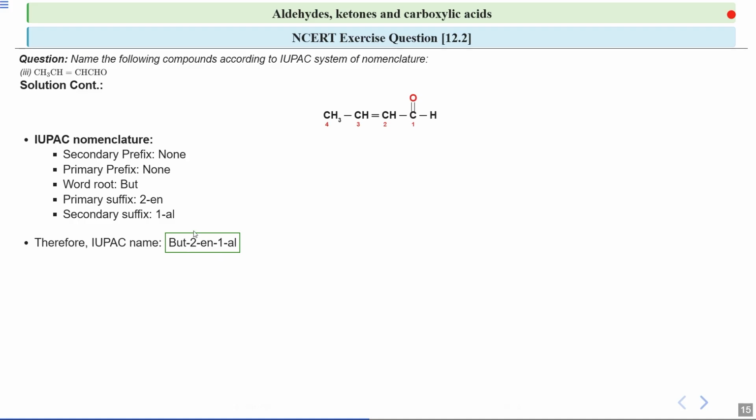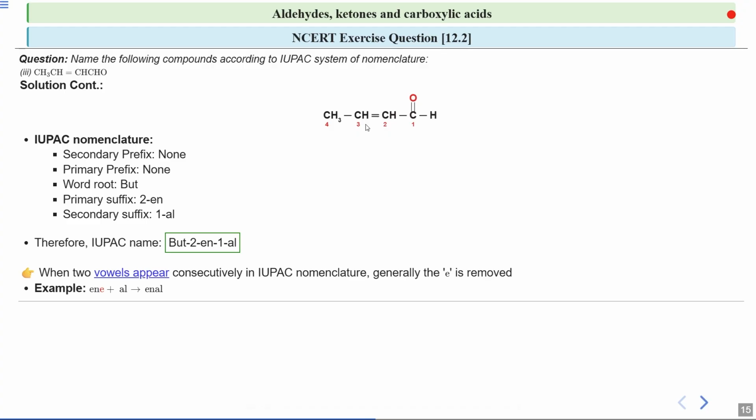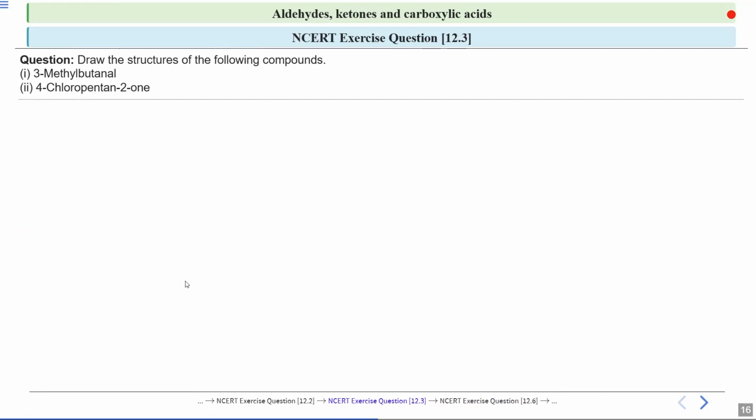aldehyde group. And this 2 over here is the primary suffix, which is 2-en, which tells you that a double bond is present. Again, when two vowels appear consecutively, generally E is removed. So if you see over here in butene, the E is removed and replaced by Al. So this is ENAL. I hope this is clear now. Now we will see the next question.